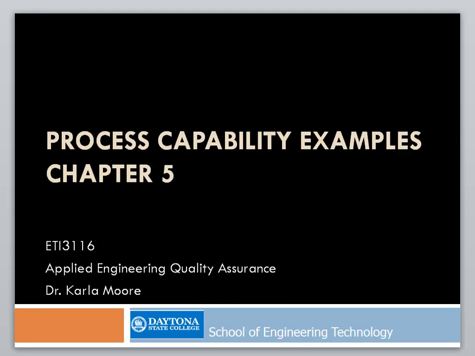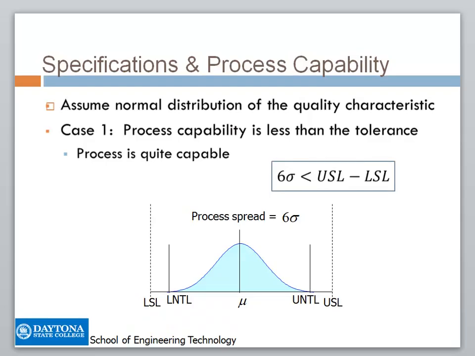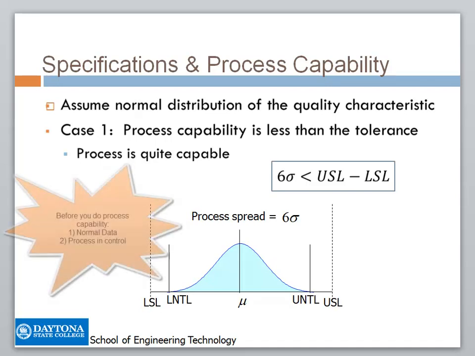Hello everyone, in this lecture we're going to review some process capability examples. Remember that process capability is defined as the process spread and is always equal to Six Sigma. So remember, to do process capability, we have to make sure that our distribution of the data is normal, and once we have done a control chart, our process is under control. Those are the two prerequisites to make sure that we can do a process capability study.